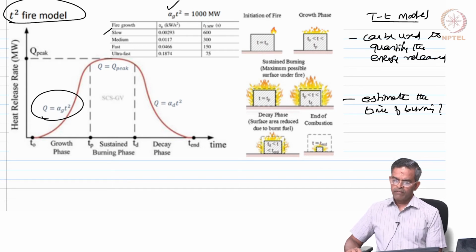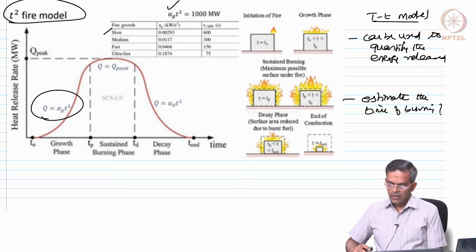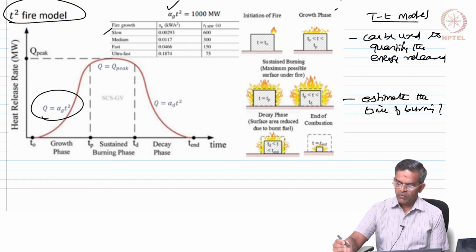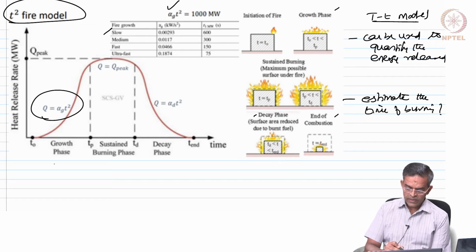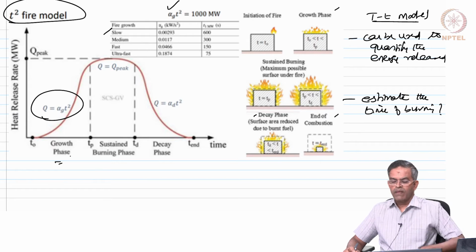Furthermore, there are different phases of fire growth: initiation, growth phase, decay phase and end of combustion. So, in the growth phase, there is a significant rise in the heat release rate, which reaches its peak and then it decays, as you see here in the figure.